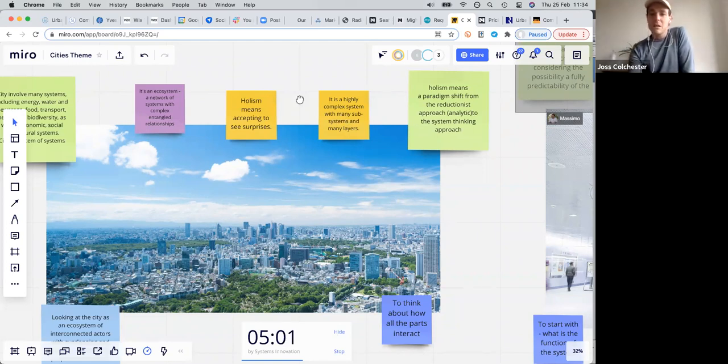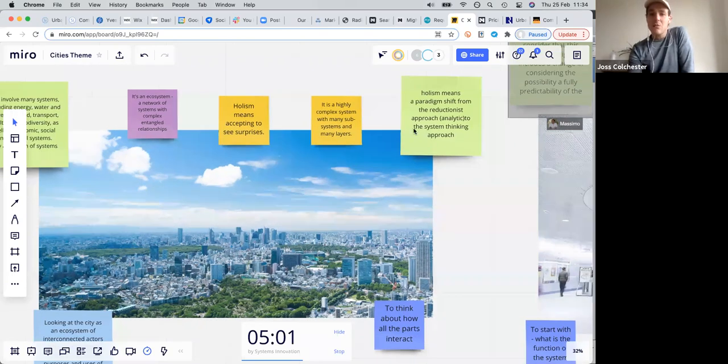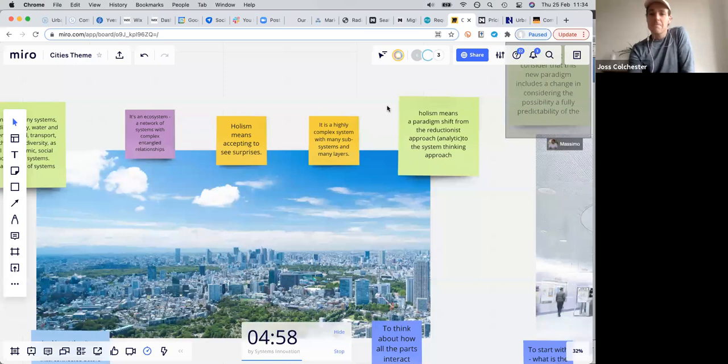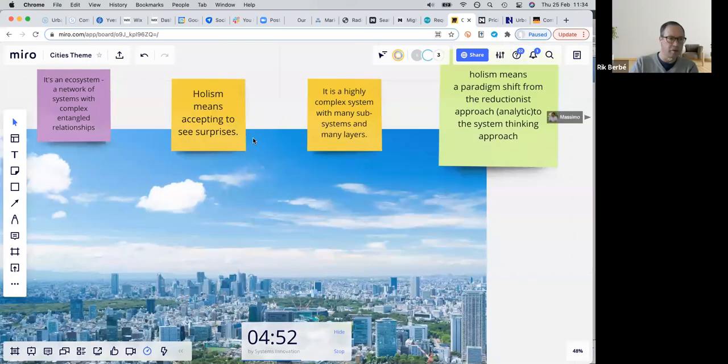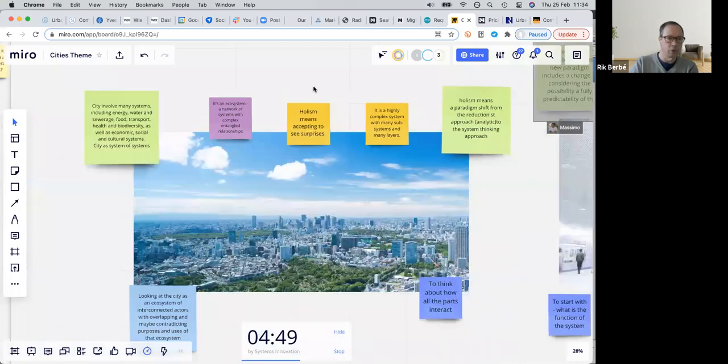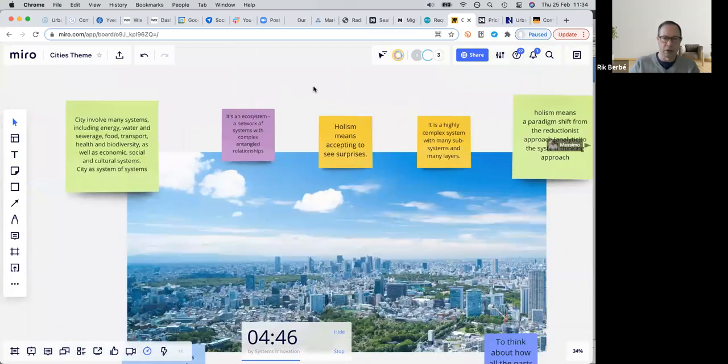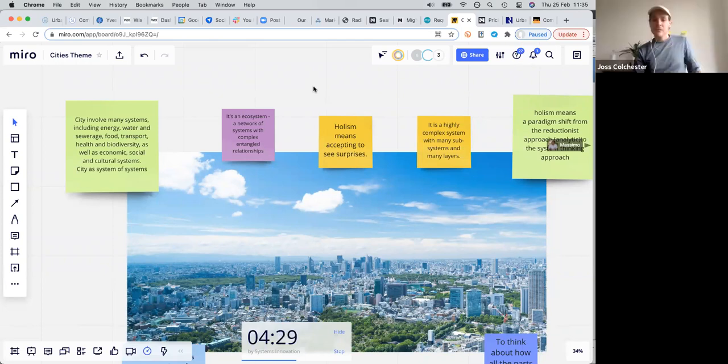Holism means, that's you again, okay. It's a highly complex system with many subsystems and many layers. Is this you, Rick? Yeah, it goes to the example of the purple one. So it's really not about, as an organization, one system with one purpose, but many systems with many purposes and many different views. That's why I'm interested in the underlying rules, because that might be a kind of coordination of everything.